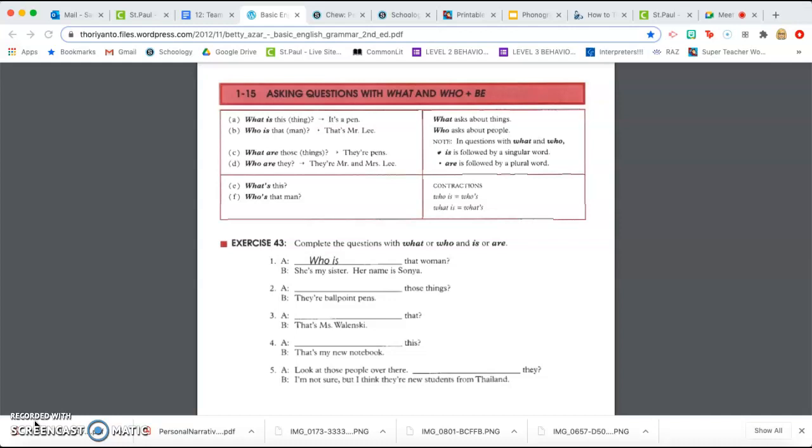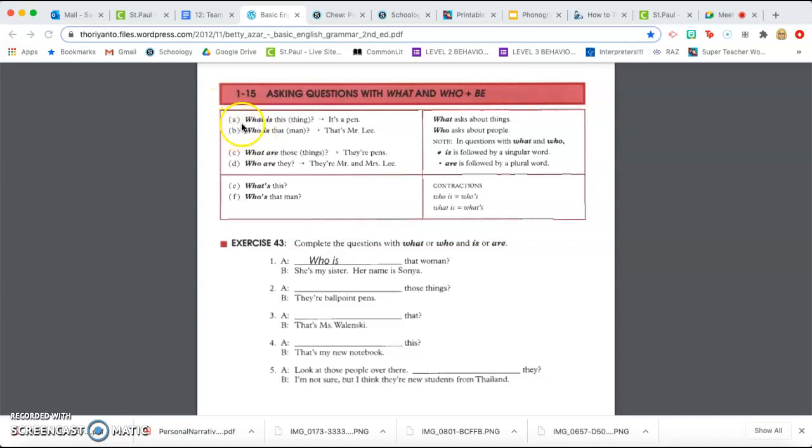Today we're going to talk about asking questions with what or who plus the verb be. You remember we did the verb be a while ago. We know that be is really I am or you are, he, she, it is. So am, is, and are are the way we change this verb be in our questions. But when we ask a question with what or who, let's make sure we know what we're doing.